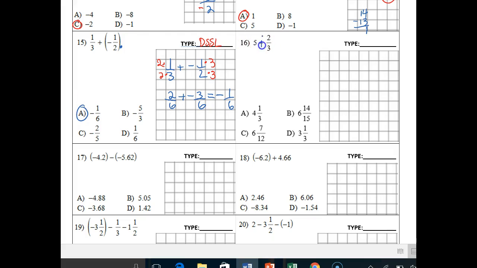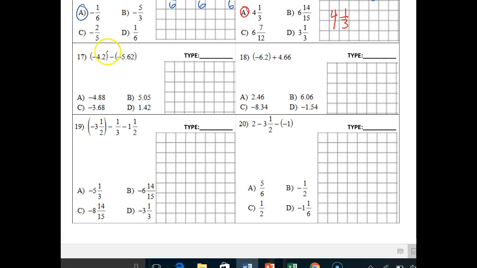This type of problem, after I keep, change, change, is again DSSL. You need to borrow on this one, so 5 plus negative 2/3. Borrowing here gives you a 4 plus 3 over 3 plus negative 2/3. After I borrowed, the 3/3 was determined by that denominator right there. So I'll get 4 plus 3 plus negative 2, which is a DSSL. So 3 plus negative 2 is positive 1/3. They are the same signs now. And I just get to slap together to say 4 and 1/3.